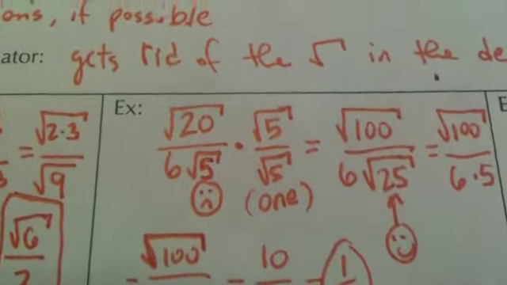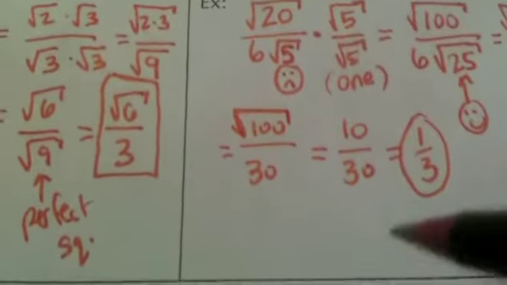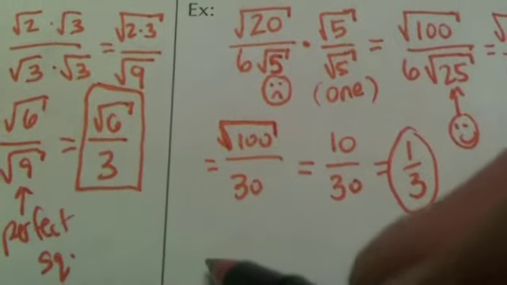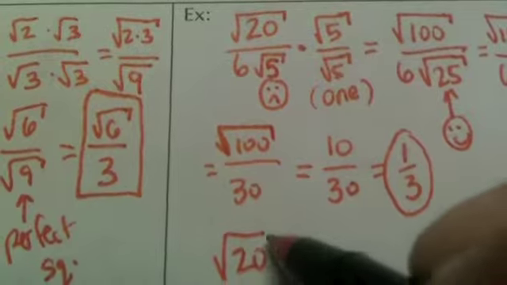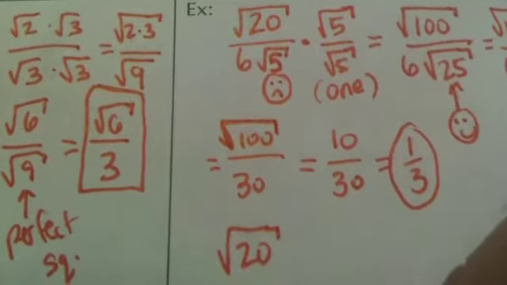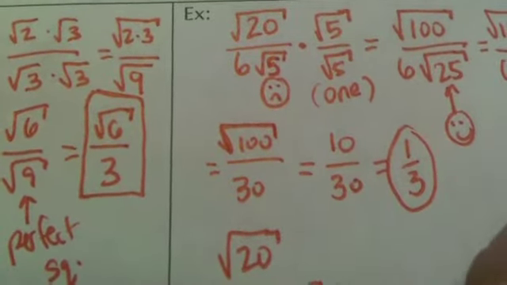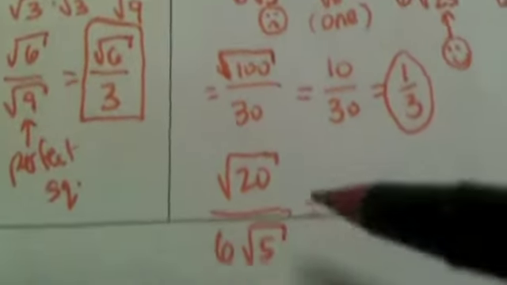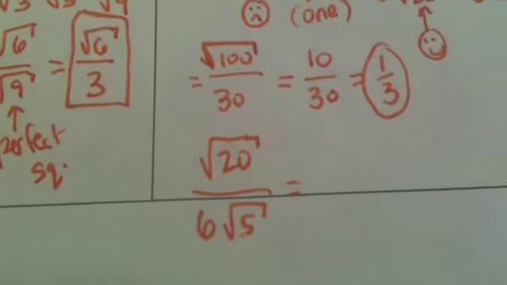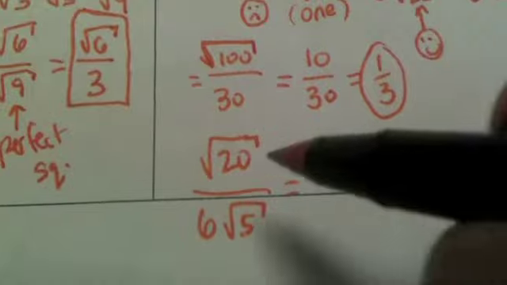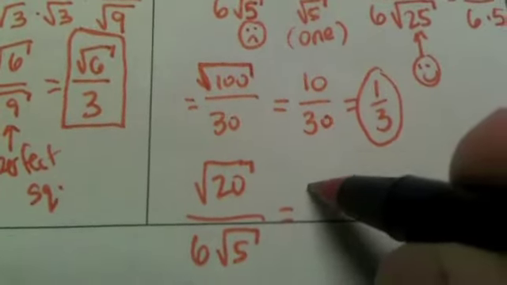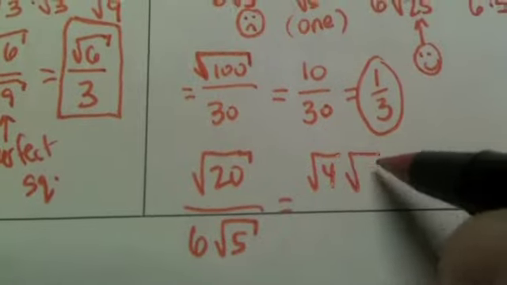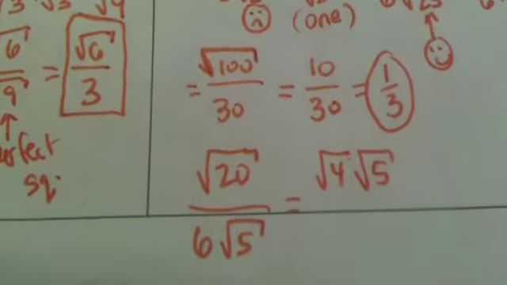It's pretty cool. Let me show you another way real quick of how to simplify this. What I'm going to do is I'm going to rewrite the problem. Square root of 20 over 6 times the square root of 5. Remember I said that you can simplify before you rationalize? And sometimes it may be quick to do that. Let's do the simplification of 20 first. Square root of 20 is actually the square root of 4 times the square root of 5. 4 times 5 gives me 20.